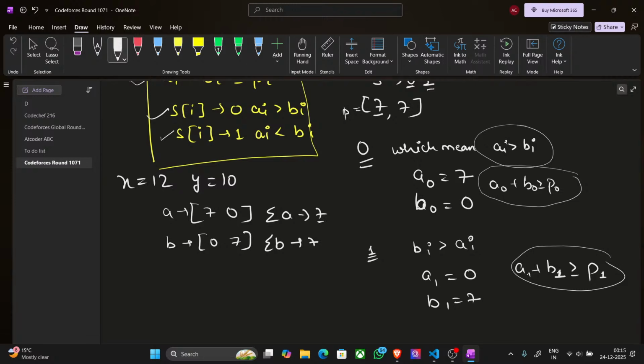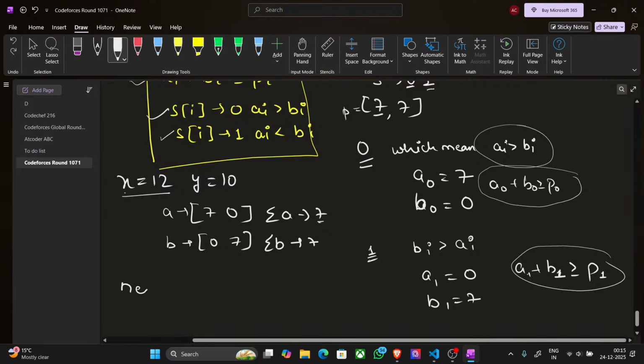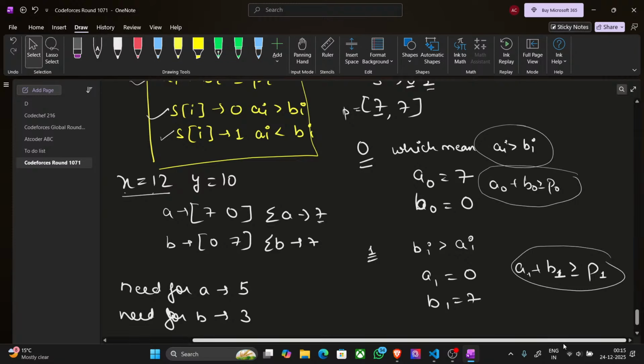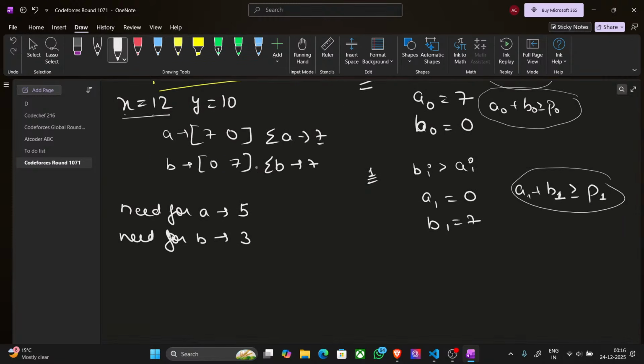So currently my summation is 7. What is my need for x? Let's say NA is the need for A. The need for A is 5 and the need for B is 3. I need 5 more for A to satisfy summation A equals x, and I need 3 more for B to satisfy summation B equals y. Now look, can I put 5 here, or can I put 5 here, right?